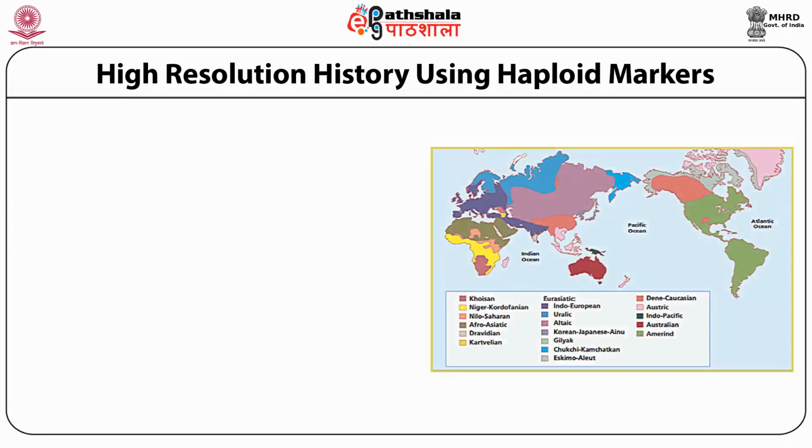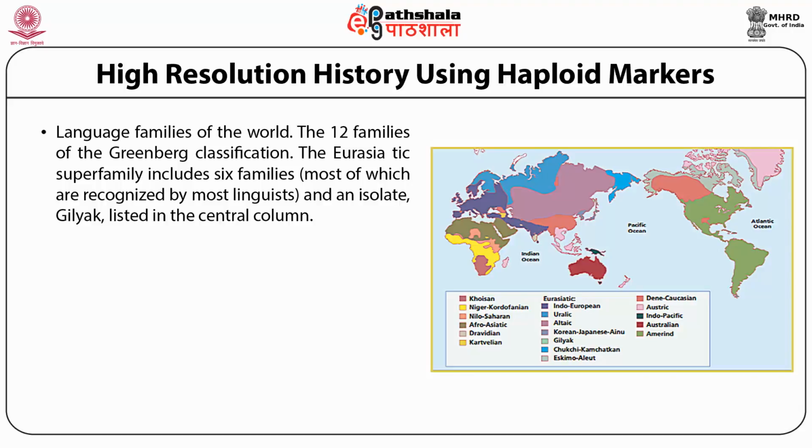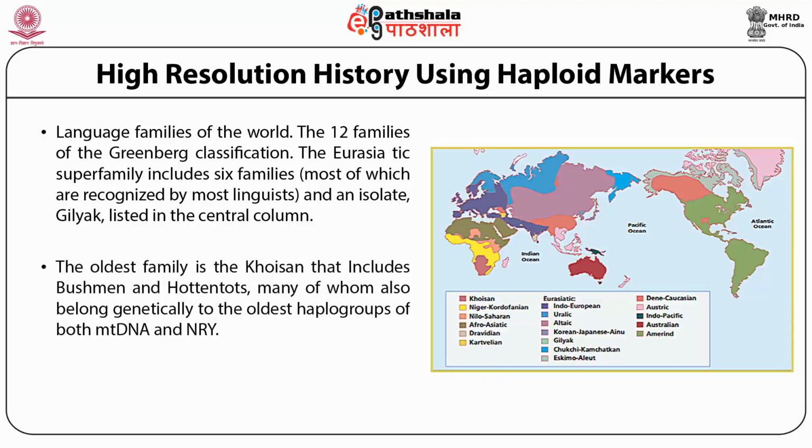It shows the high resolution history using haploid markers, as described earlier also. Here in this case, the language families of the world, 12 families of the Greenberg classification. The Eurasiatic superfamily includes 6 families, most of which are recognized by most linguists, and Gilyak is an isolate listed in the central column. The oldest family is the Khoisan, which includes Bushmen and Hottentots, many of which also belong genetically to the oldest haplogroup of both mitochondrial DNA and NRY.